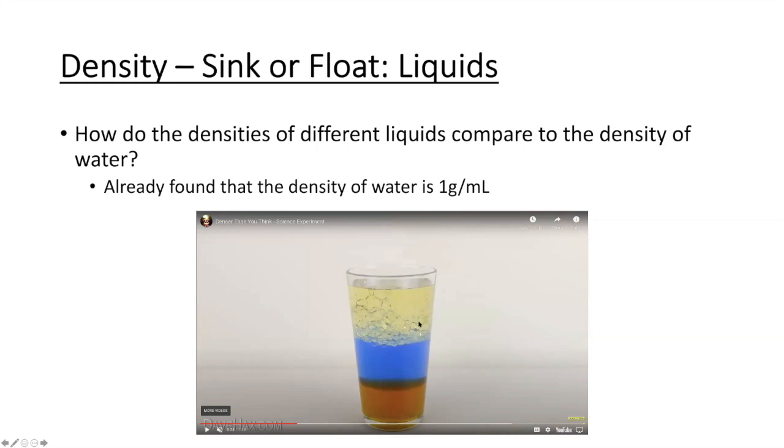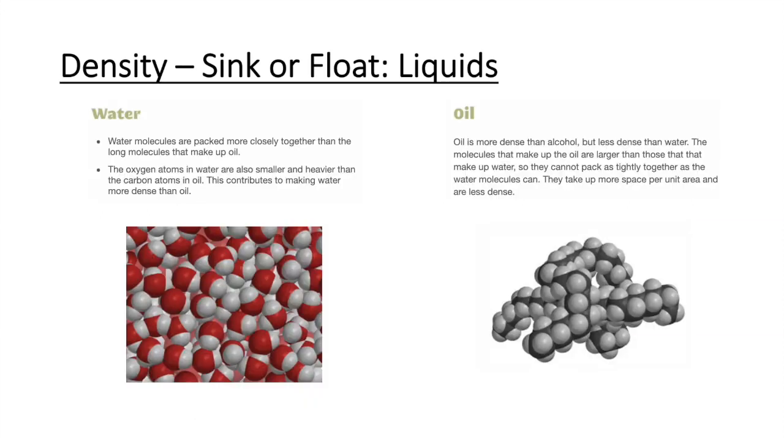All right, so what can we say about the density of the syrup compared to the density of the water? Well, the density of the syrup is greater than the density of the water, and that's why it's sunk straight to the bottom. What can we say about the density of the oil compared to the density of the water? Well, the density of the oil is less than the density of the water, and that's why the oil stays at the top. And now let's just discuss a little bit what's happening on a molecular level.